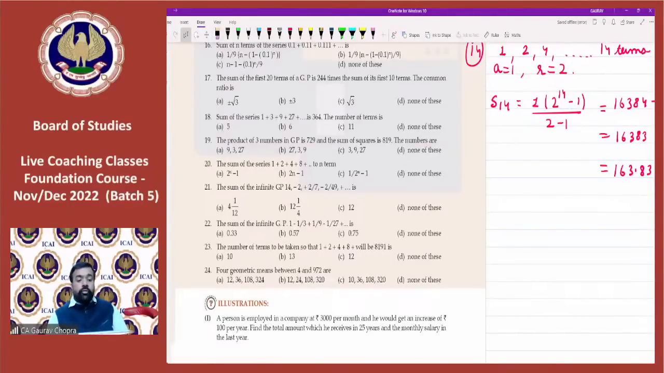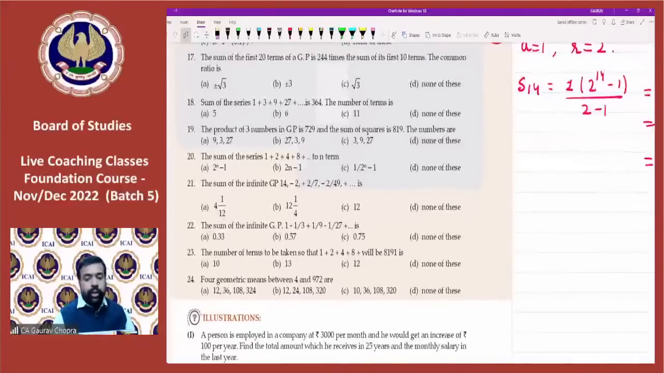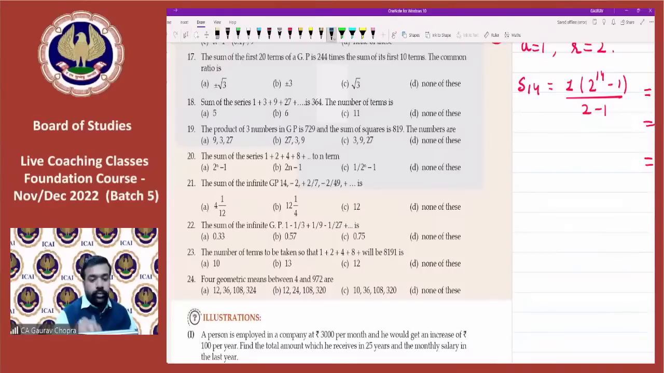The sum of first 20 terms of a GP is 244 times the sum of its first 10 terms. So now the condition is given in the question. We have to think according to this condition. So what is the condition? Sum of 20 terms of GP is equal to 244 times the sum of its first 10 terms. Okay, so this is the equation. Now we have to apply the formula and get the result.